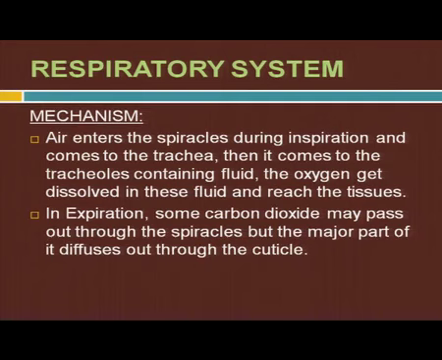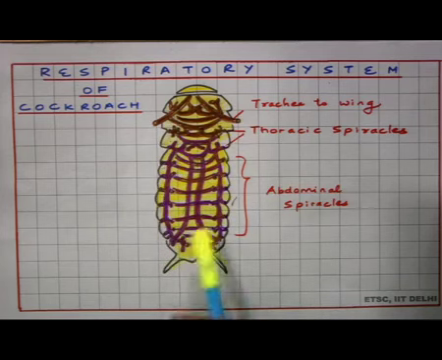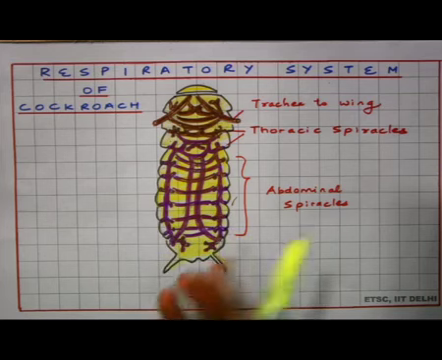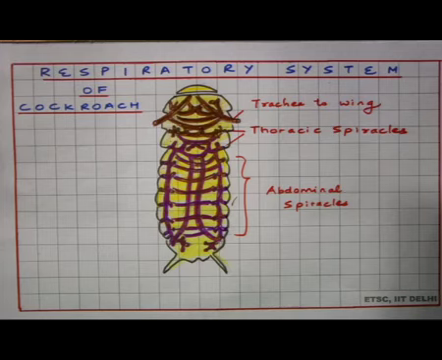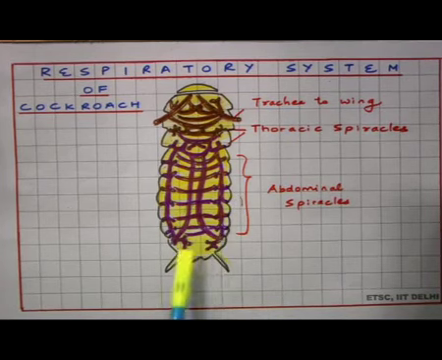What about expiration? When the oxygen has been provided to all the parts, it will be utilized, the metabolic process will take place, which will lead to the formation of carbon dioxide. This carbon dioxide needs to be removed out of the body. This will happen in expiration. In expiration, some of the carbon dioxide may pass out through these spiracles, but the major part of it will diffuse through the cuticle.